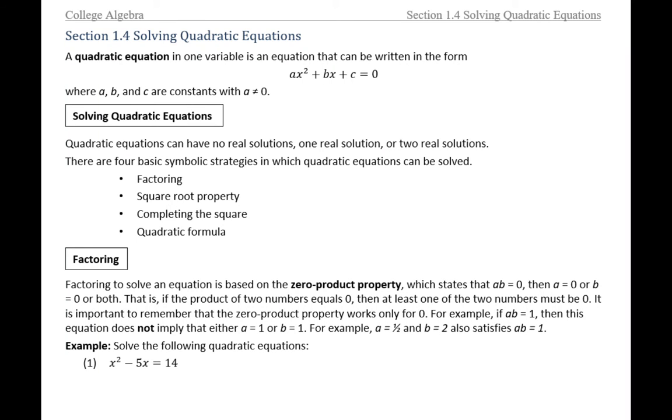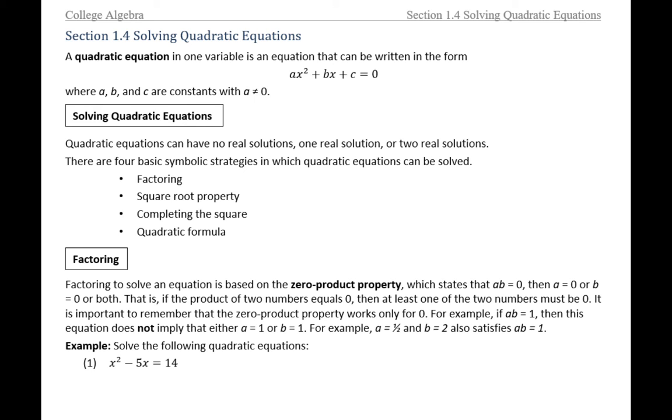Hello everyone. In this video we're going to go through quadratic equations. This is for a college algebra course. So what is a quadratic equation? It is an equation that includes the square of the variable x. So it's ax squared plus bx plus c equals 0 in the general form. You have constants in front of x squared and x, and another constant as well, all combined with addition. That's the quadratic equation.